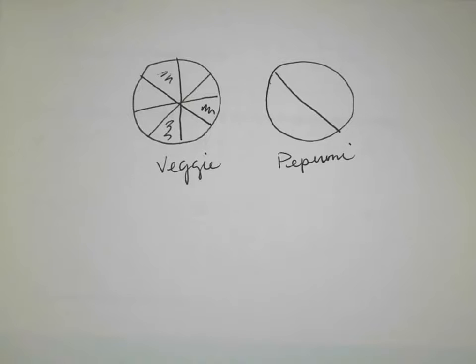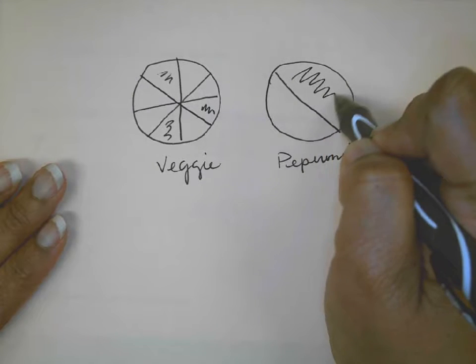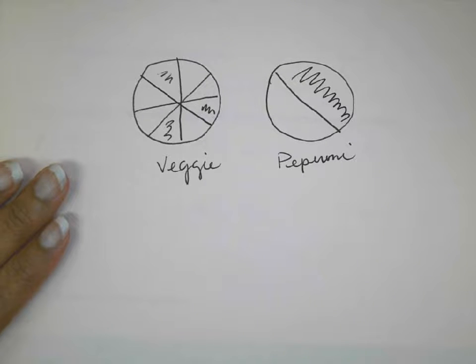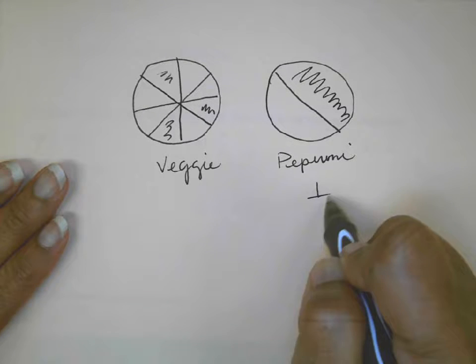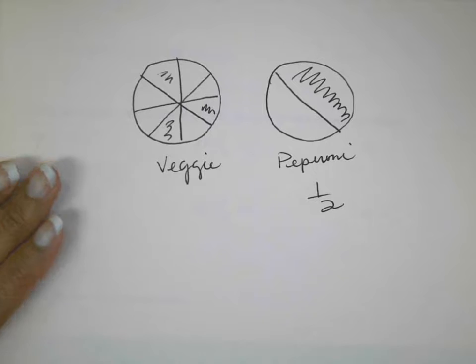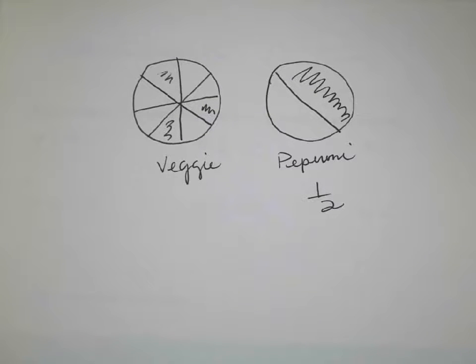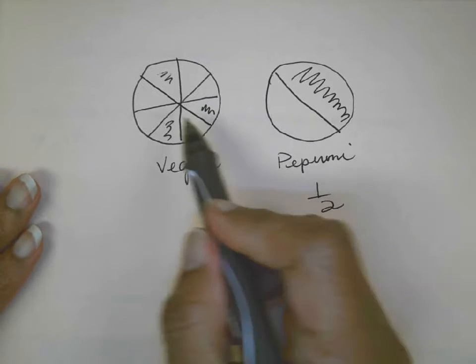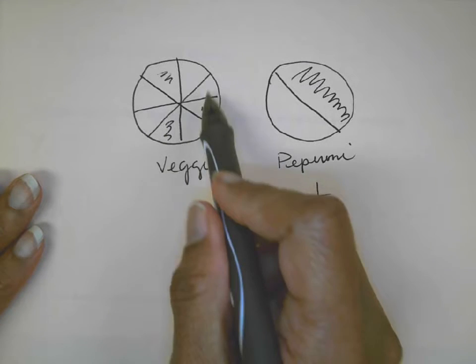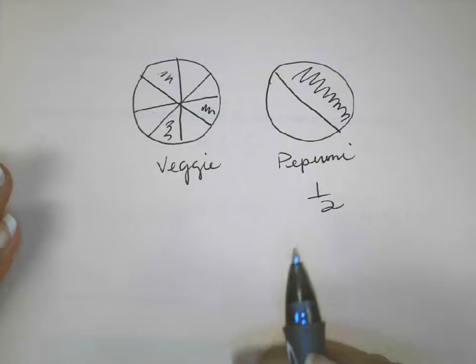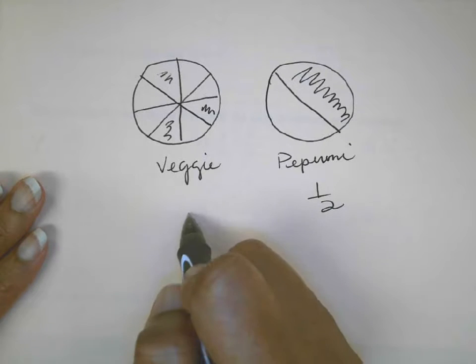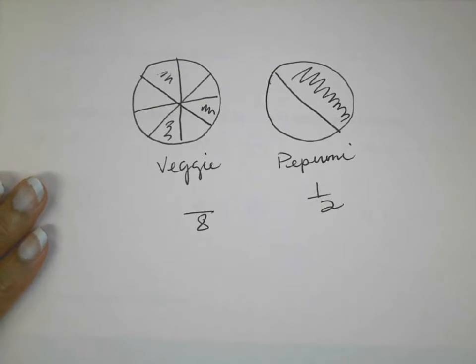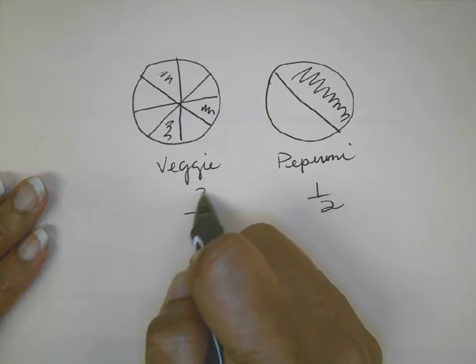So tell me, what fraction of the pizza does Stevie have? That's my son's name, Stevie. He has half. And what fraction of the pizza does Nicole have? Well, there's 1, 2, 3, 4, 5, 6, 7, 8. Isn't there normally 8 slices on the pizza? So how many did she take? So she has 3 out of 8.